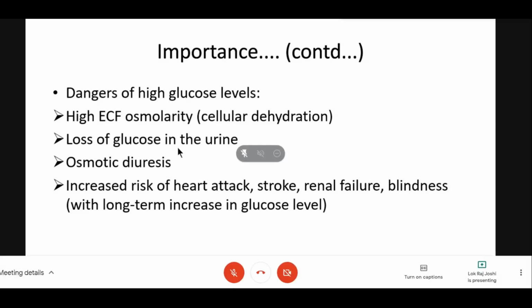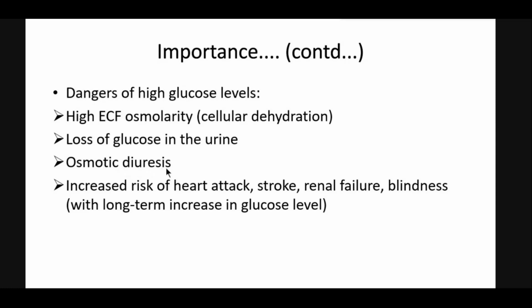Loss of glucose in urine, osmotic diuresis, increased risk of heart disease, stroke, renal failure, blindness, and mainly these are the long-term complications. When there is chronic, persistent hyperglycemia, these complications are seen. Therefore, hyperglycemia has both immediate complications and also long-term complications.